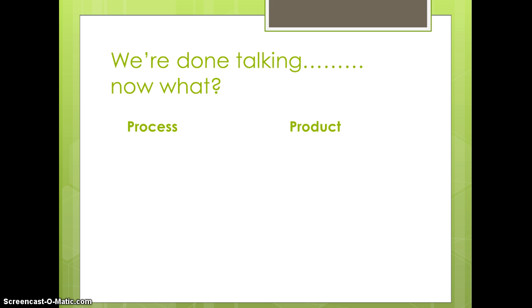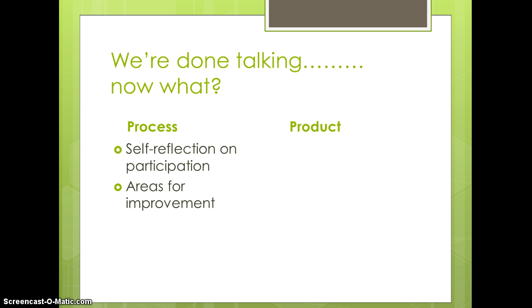Okay, so we've had a purpose, we picked a model, our students were engaged, we practiced, we're done talking. Now what? You want to do 2 things after each discussion. Process. Have some way for students to reflect on how they participated in their group's discussion and what areas of improvement might be. So that might be as simple as giving them that chart that you saw on the previous slide and asking them to think about, just pick one area that they think they did a great job and another area that they'd like to improve on.